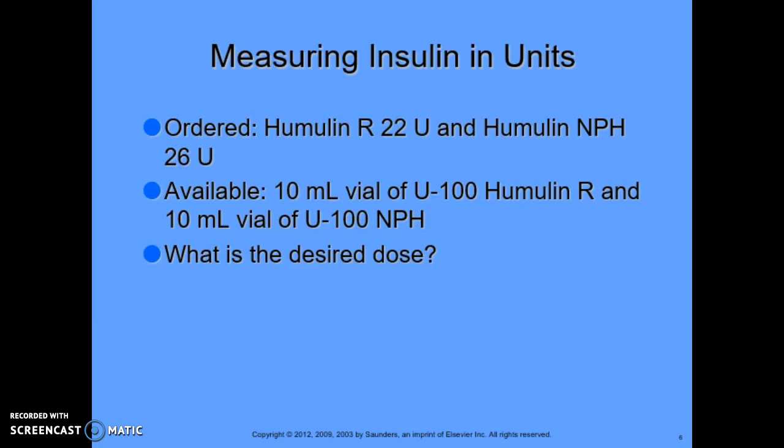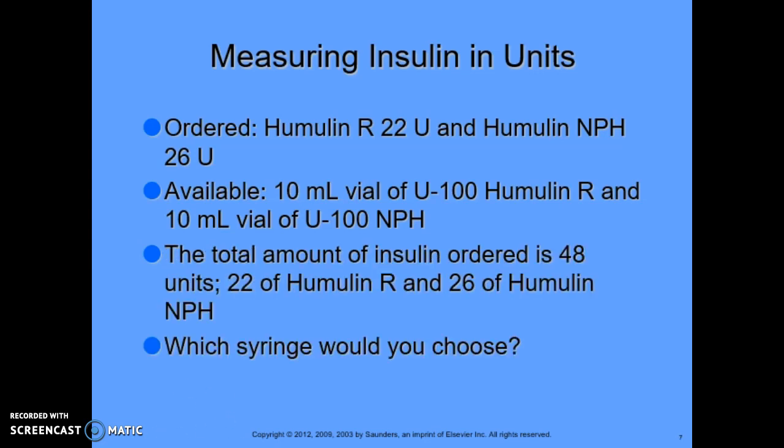So what is the desired dose here? Well, the desired dose is again 48 units because we had 22 of the Humulin R and 26 of the Humulin NPH. We want to make sure that we always draw up in order of the doctor's order. So in that case, it would be the Humulin R first and then the Humulin NPH.